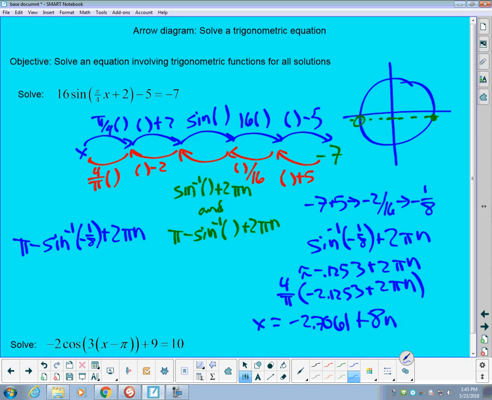My other ones over here, then I need to do pi minus, so I'll take my pi minus the inverse sine, happening again on my calculator, of -1/8.